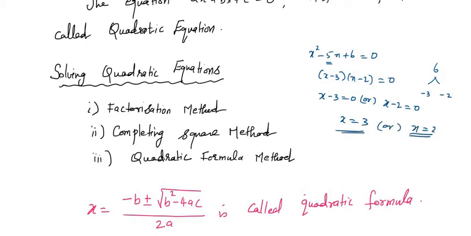These 3 and 2 are called the solutions or the roots. Understood? Therefore, this is one of the methods of solving a quadratic equation. And also next we can solve by the completing the square method. Completing the square method.